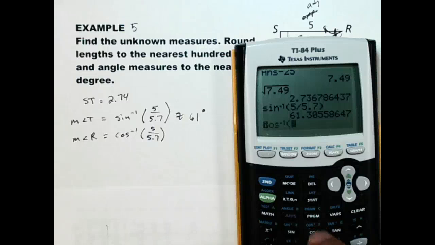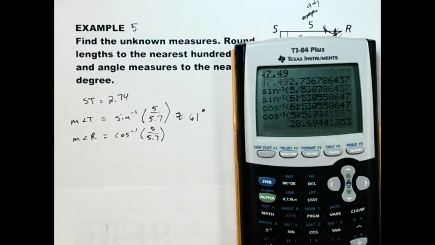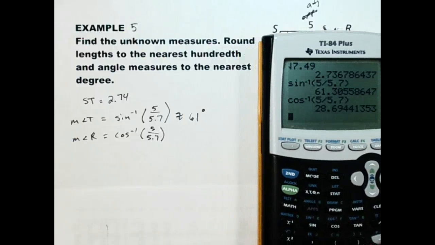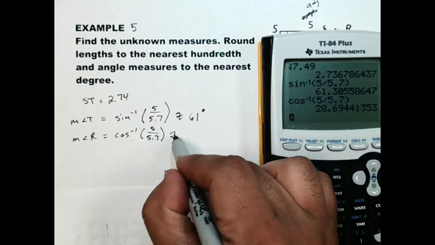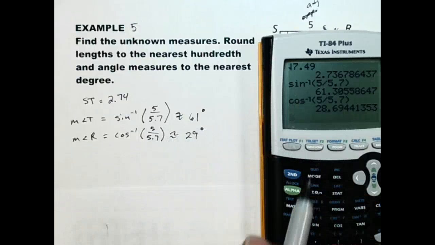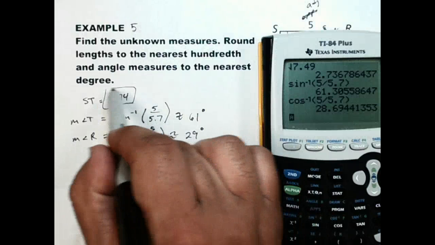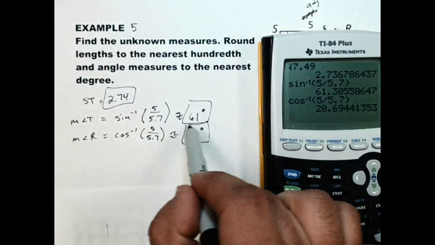Right, so second cosine of 5 divided by 5.7. Right, and that comes out to, if I round that, 28.6, which is going to round to 29 degrees. Right? And those would be our answers: 2.74, 61 degrees, and 29 degrees.